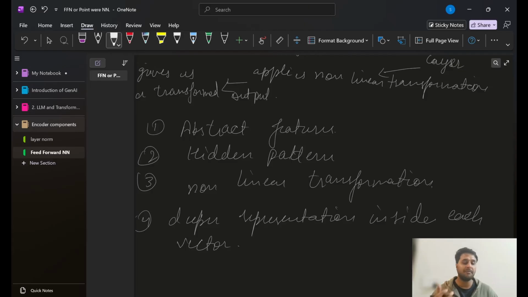Basically, you can think of it like this: attention helps in finding the relationship between the tokens, and the feed-forward network gives us a deeper representation of each vector. It tries to extract complex patterns from each feature. So the feed forward network helps the model capture better semantics, richer meaning of each word, and better expressive features.